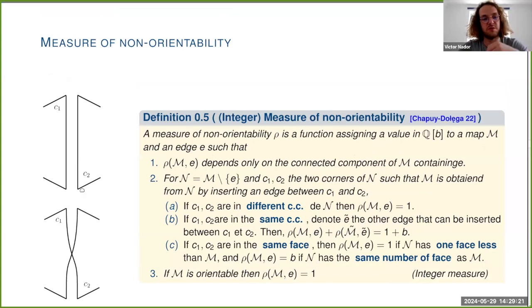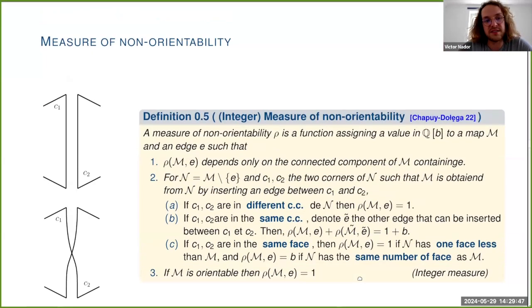Algorithmically, what you do is, if you are in the case b, you can check what happens when you glue the same map with the twisted edge, and on a map that is orientable, you know it's always going to have weight 1. Then you can come back to the map you had to compute its weight in b.